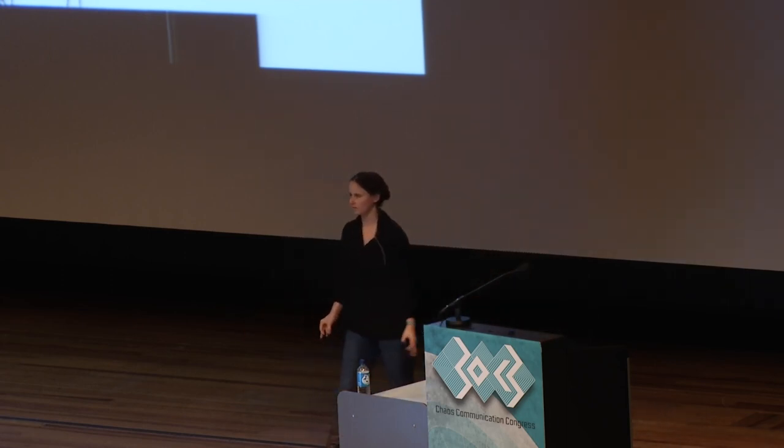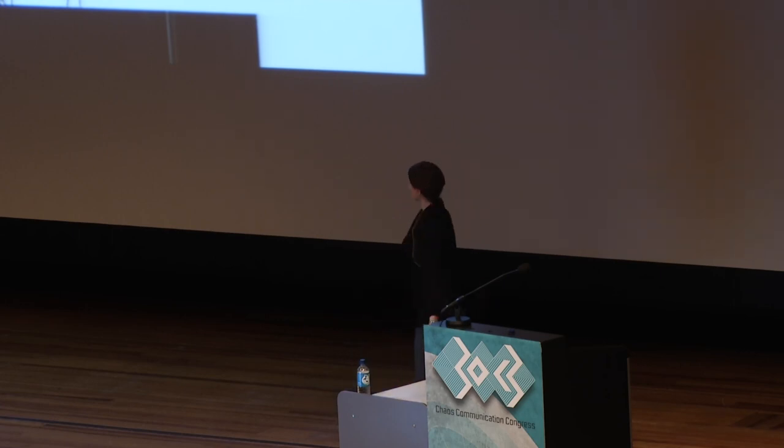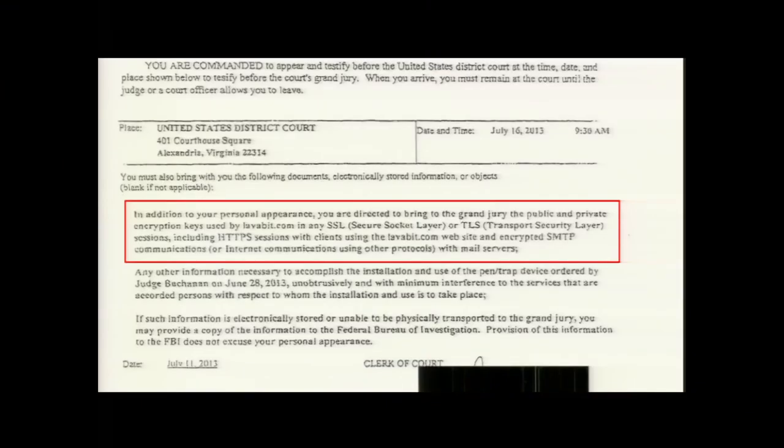This is a grand jury summons commanding him to appear in Alexandria and bring to the grand jury the public and private encryption keys used by lavabit.com in any SSL or TLS sessions, including HTTPS sessions with clients using the lavabit.com website, and encrypted SMTP communications or internet communications using other protocols with mail servers.